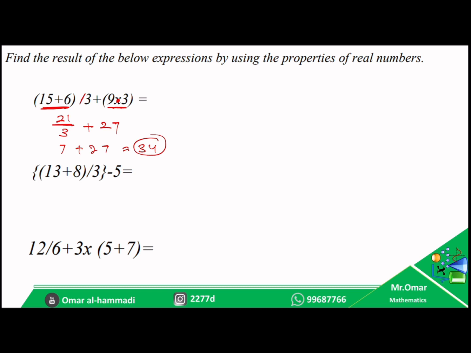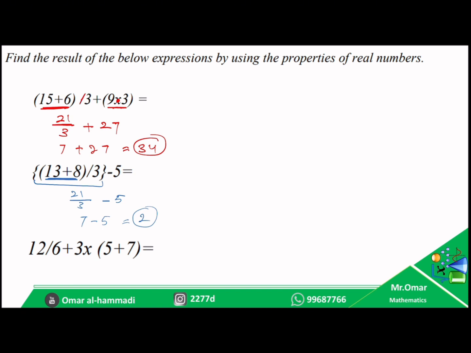The next one, first of all we will start with the brackets. This is the whole brackets, and we have to finish it. First, we have 13 plus 8, which will give us 21 divided by 3. And this is minus 5. So 21 divided by 3 is 7. Then 7 subtract 5 will give us 2.